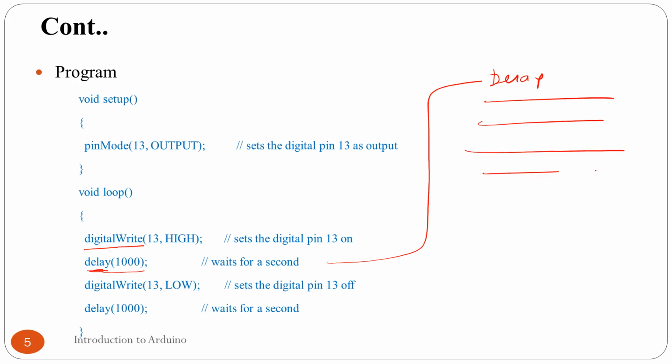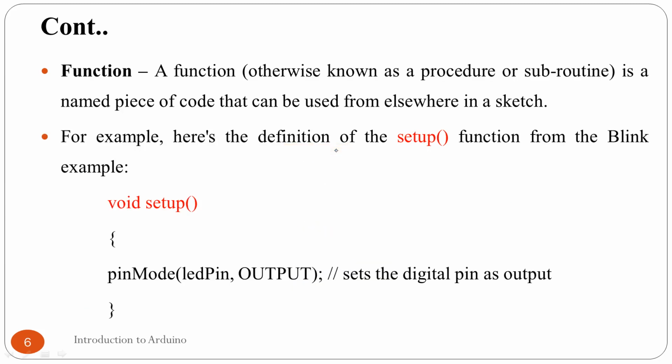There may be 20, 30, 40, maybe hundreds of lines of program for the delay calculation. For delay calculation, the timer concept is there. All this delay-related program is written somewhere else, and we are just calling this delay function. So this is basically a function. For example, here is the definition of setup. Setup is again a function. From the blink example, we write void setup. Void setup is a function, and inside it we mention pin mode, and pin mode is again one function.